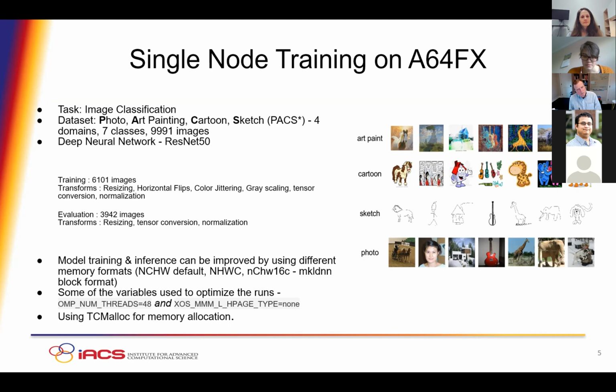use SVE basically. So we use OpenMP number of threads of 48, and the Fujitsu provided environment variable, which is the XOS MMML HPH type equals none, which basically disables the use of huge pages. And we use TC malloc for memory allocation. We don't build it with TC malloc. It's just during execution, we just preload it, LD preload.